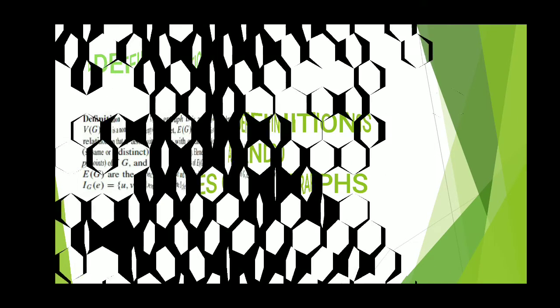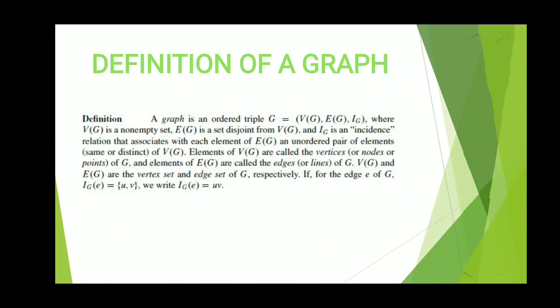So first we will see the definition of a graph. A graph is an ordered triple G = (V(G), E(G), Ig). Here V(G) is a non-empty set. So this one is a vertex set.